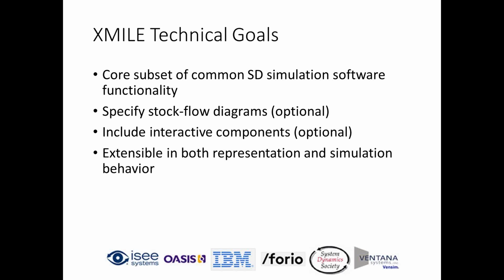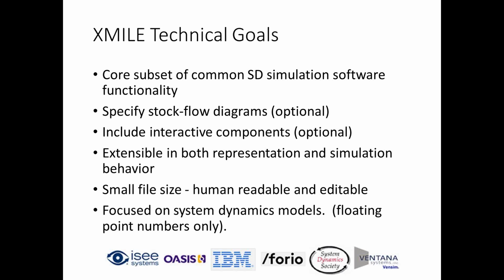We want the XMILE format to be extensible in both the representation, that is, what kind of building blocks you have, and also the simulation behavior, so that there's a core format that's defined here, and then there's the ability for individual software programs or vendors to extend it. This should not be just a back-end format. We'd like this to be a concise, small file size. It should be human readable. It should be human editable. And when I show some examples later on, you'll be able to take a look at the file formats, and it'll be understandable. And then finally, note that we are focused only on system dynamics models.